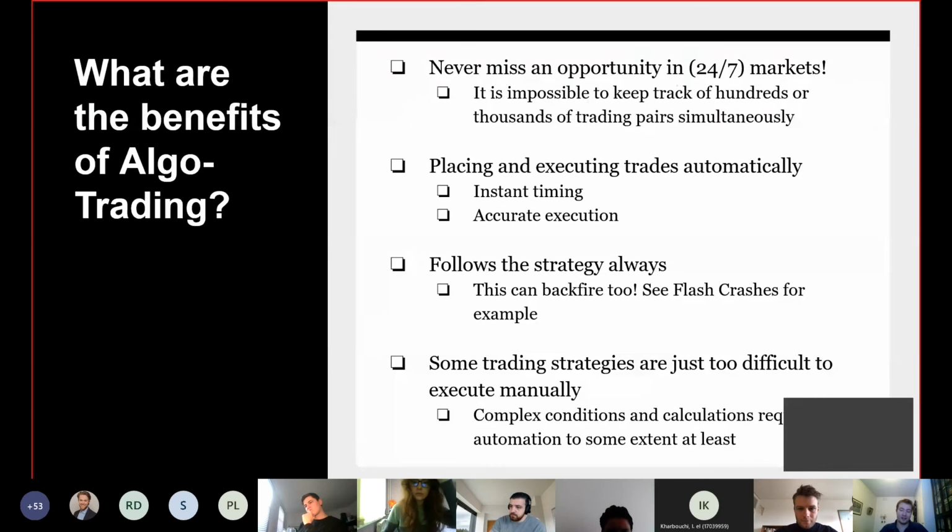I don't know if you guys are familiar with flash crashes, but I think this is an awesome example, because basically the high frequency traders, this was mainly the New York Stock Exchange, Nasdaq, and Wall Street.